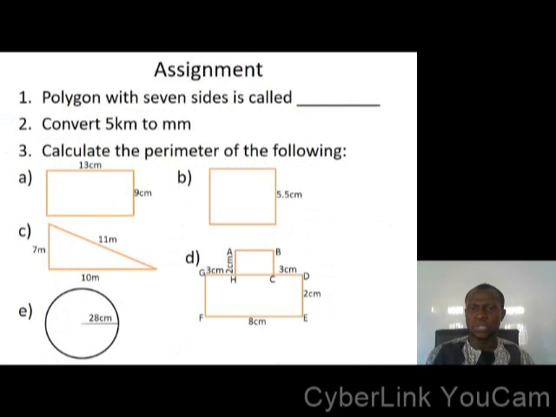Alright, so this is where we'll be drawing the curtain for today. But before we conclude, here is your assignment. You have to find the solution to this. Number 1, a polygon with 7 sides is called dash. Number 2, convert 5 kilometers to millimeters. Number 3, calculate the perimeter of the following. You can see the various shapes. You find their perimeter. I hope it's quite clear here.